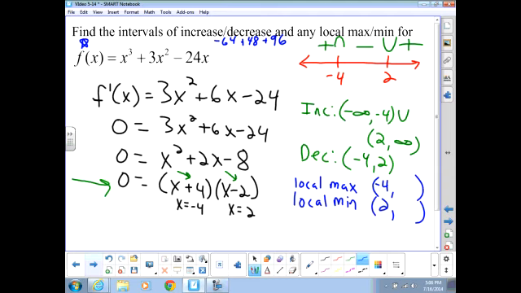When you combine those all together, it should end up giving us positive 80. So we'll have negative 4 comma 80 for our max. When we plug in the 2, 2 cubed is 8. 2 squared is 4 times 3 is 12. And then we'll get a negative 48, which altogether will give us negative 28. So our local min is 2 comma negative 28.